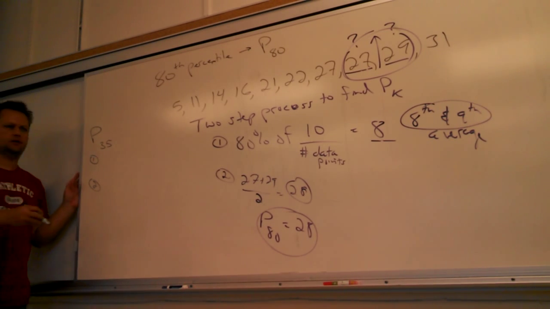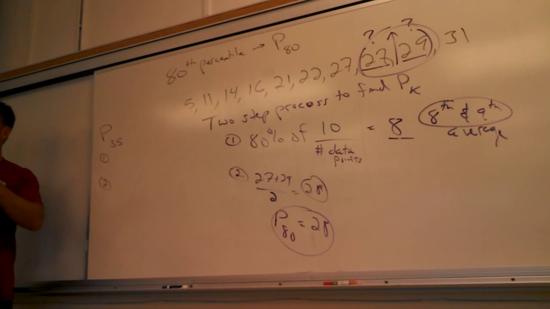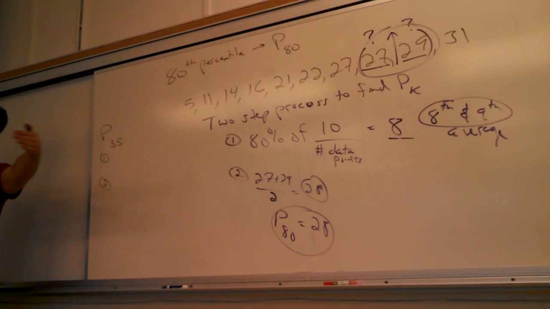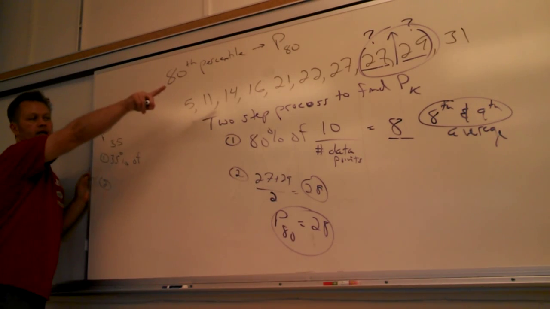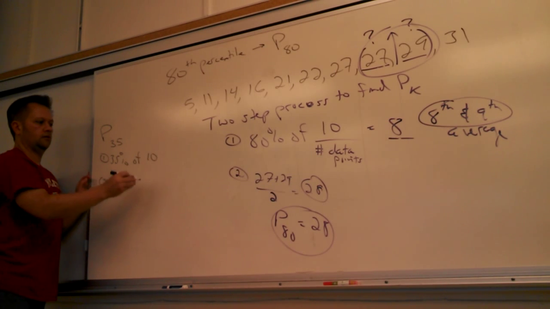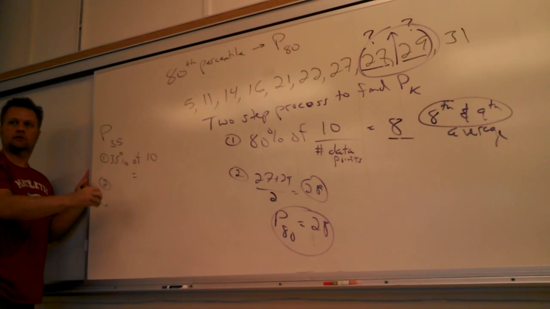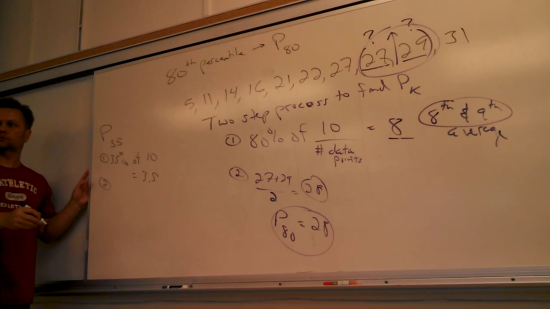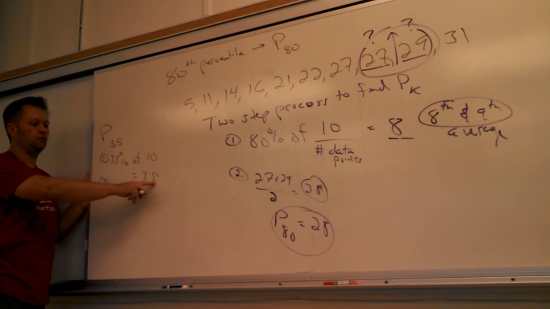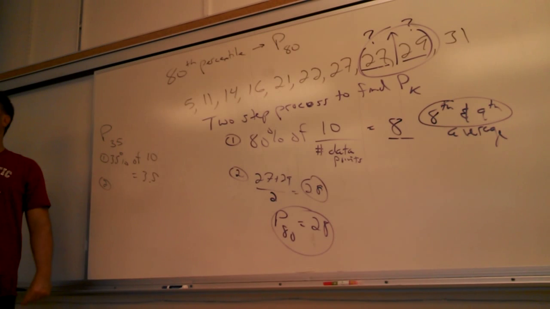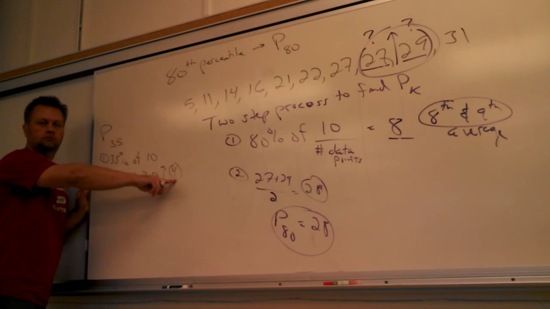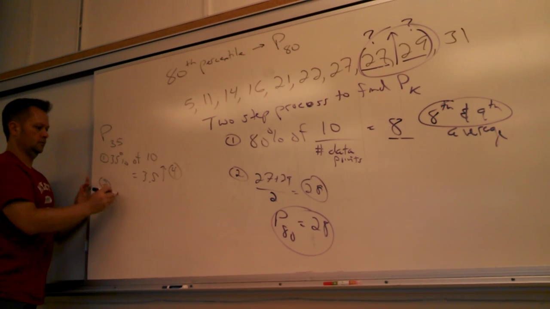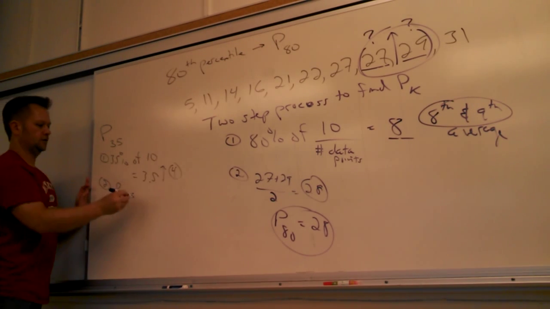Alright, so let me catch up to you guys. So the first step, if I want the 35th percentile, I should go 35% of the way in. So it's always 35%, that percentage of how many data points I've got. And so what is that? Is that a whole number? No. So you round up. If that would have been 3.002, you round up to 4. So the answer is the 4th number. So go find the 4th number. So P35 is 16. Bam.